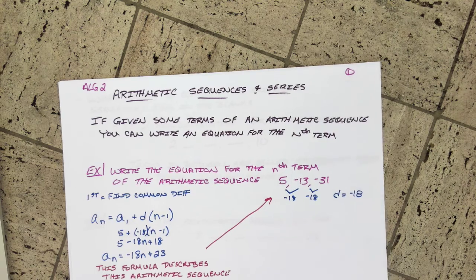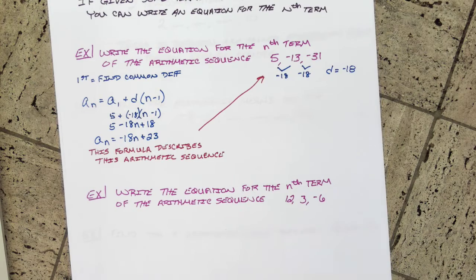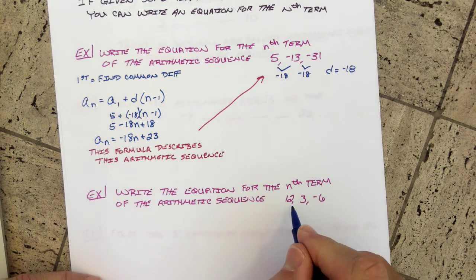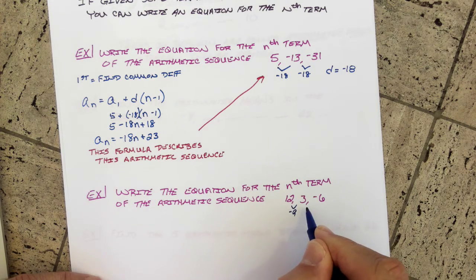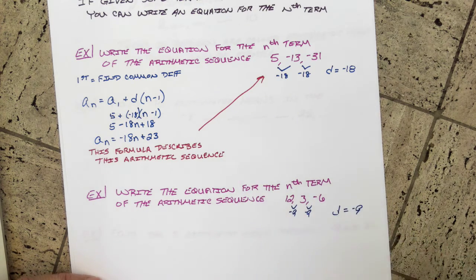Okay, next example. Our next one, we will write the equation for the nth term of the arithmetic sequence. So we're dealing with this one now. As we look at it, we've got to figure out what's going on. We've got minus 9, so our common difference equals negative 9. We're subtracting those.